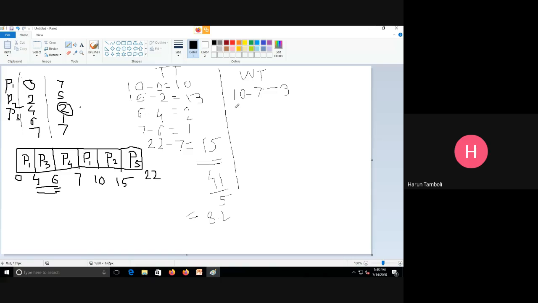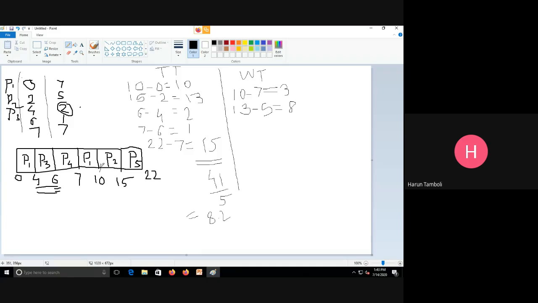Okay, so the calculation for waiting time is the turnaround time minus burst time. The turnaround time for P2 is 13. 13 minus, what is the burst time for P2? It is 5. So 8 is the waiting time. Also here you can check.